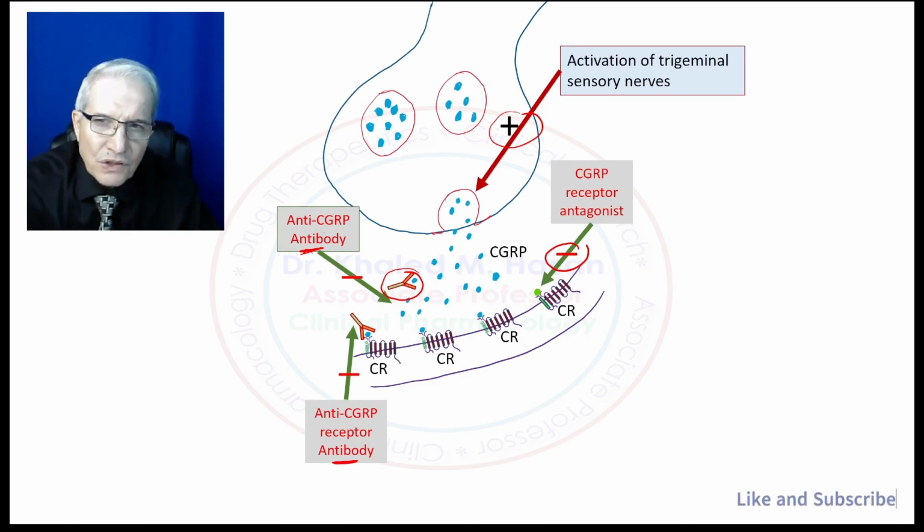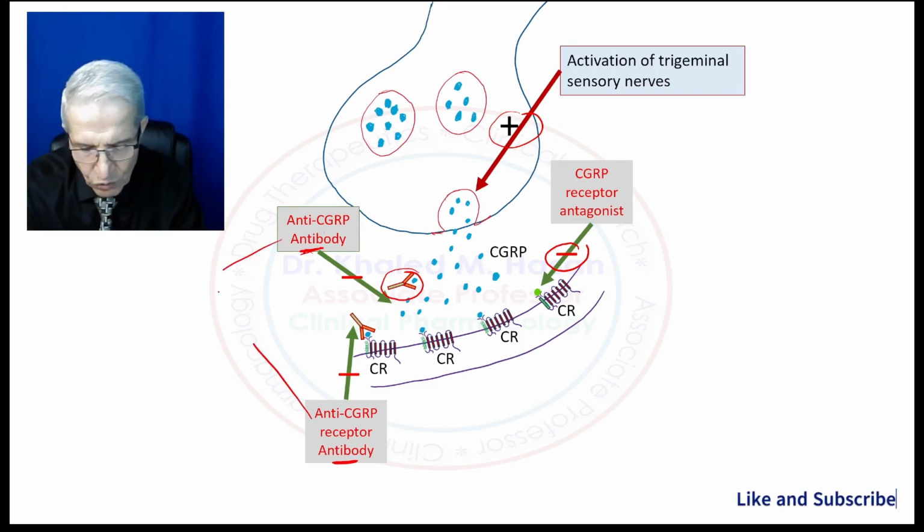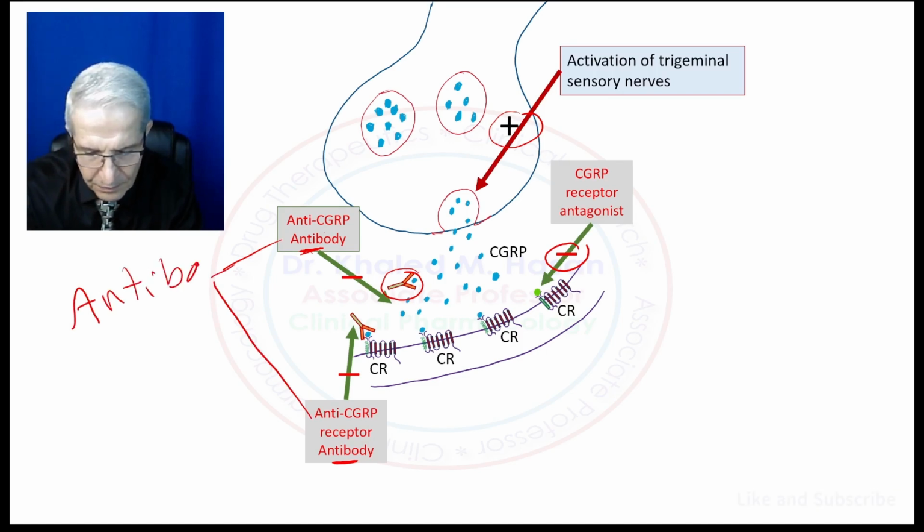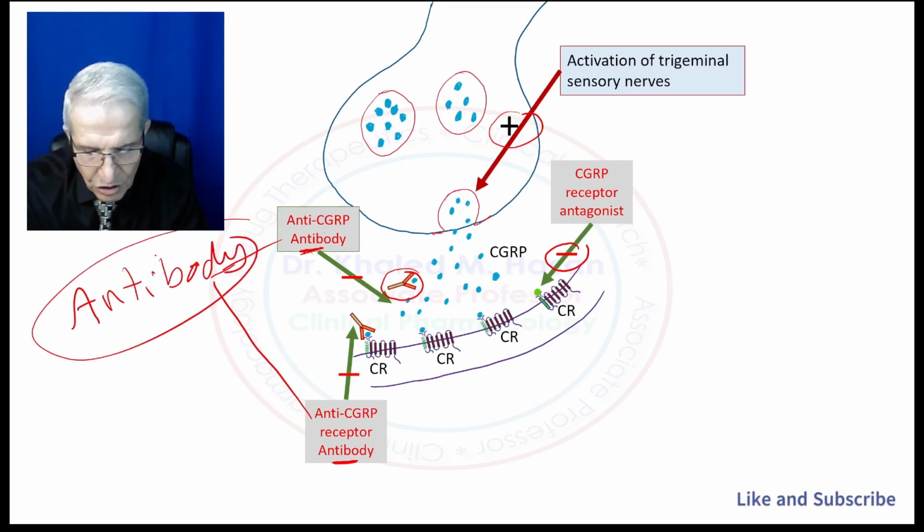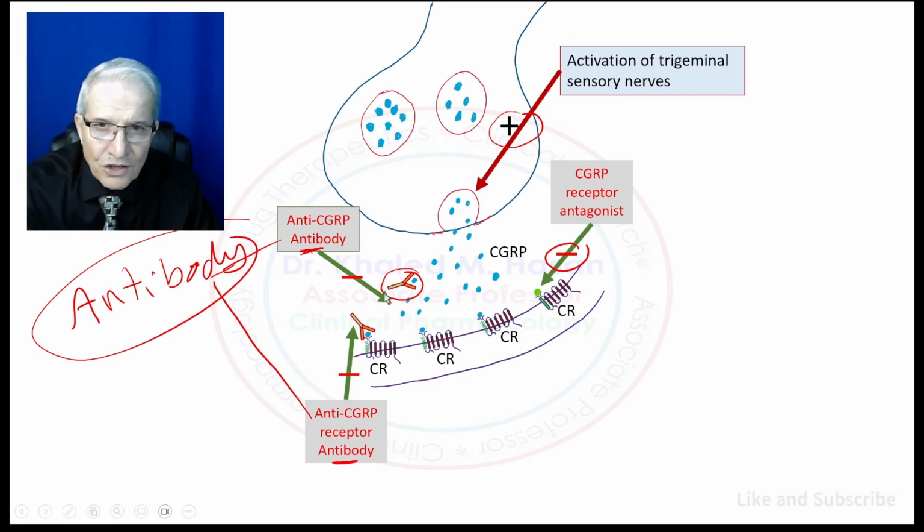Okay, as you can see here, we have three types of medication that affect the CGRP. The first group of medication is the CGRP receptor antagonist. Then we have another group, the antibodies, and for the antibodies we have two types. All these are considered antibodies. This antibody could target the CGRP directly, or could target the receptor. Okay, examples for these medications.